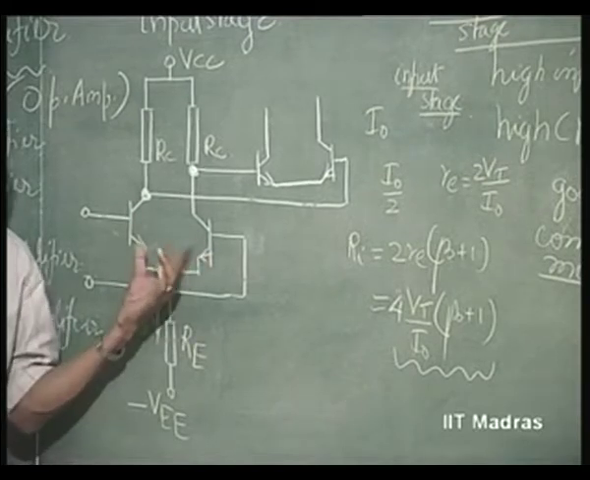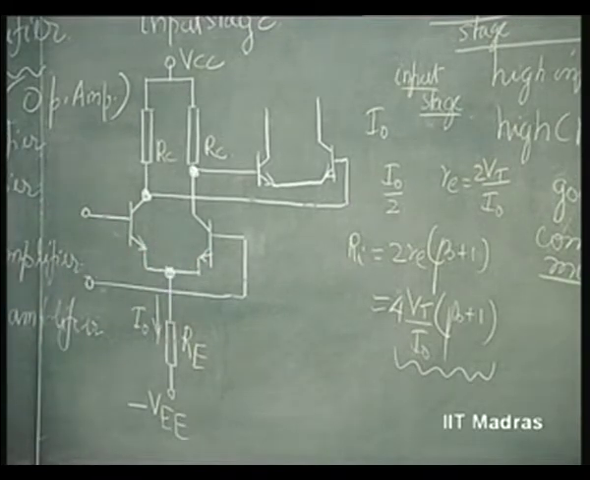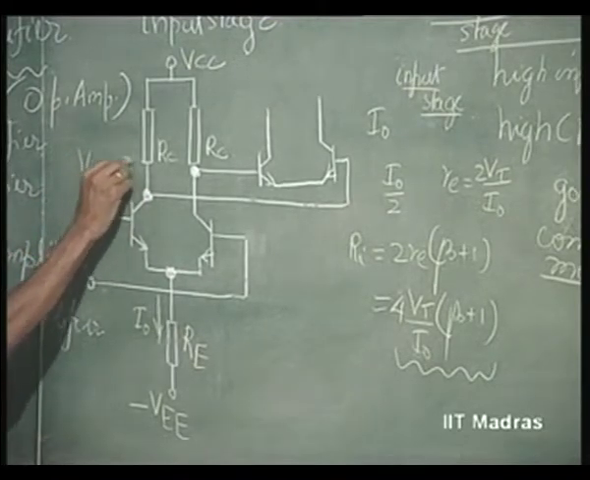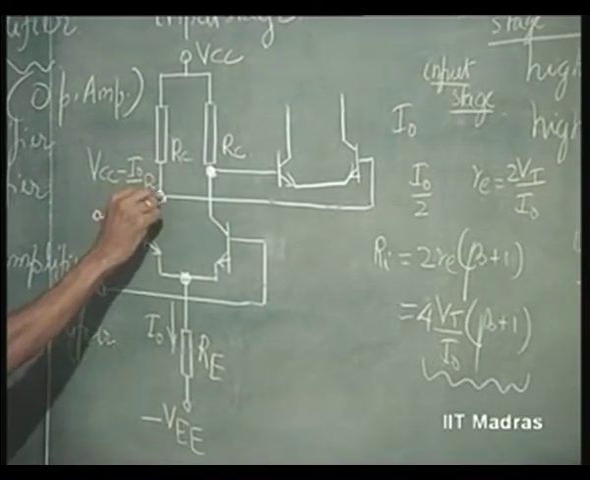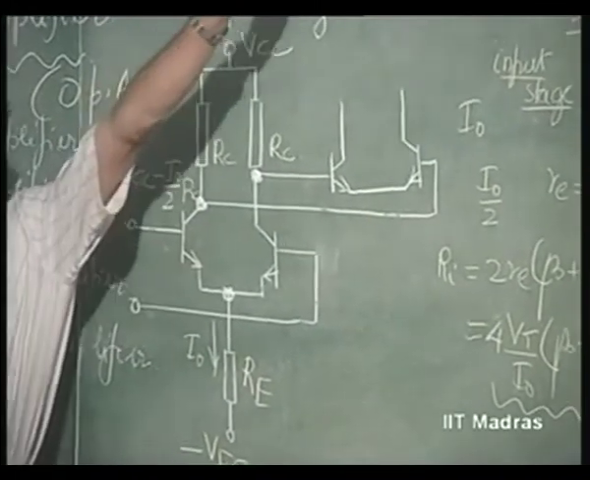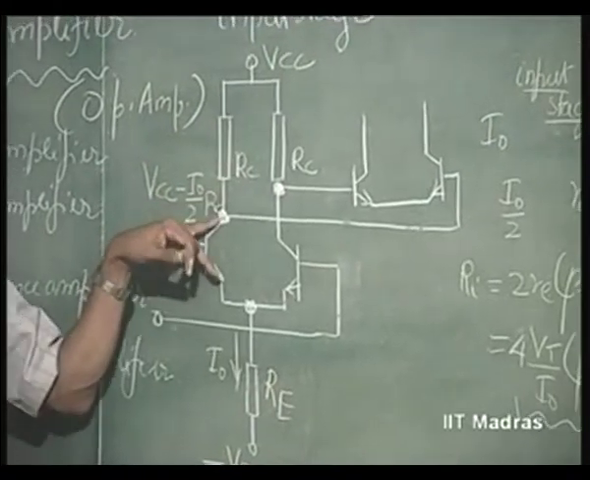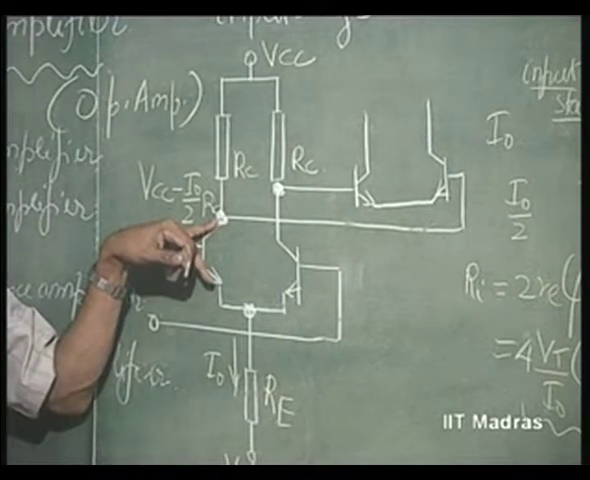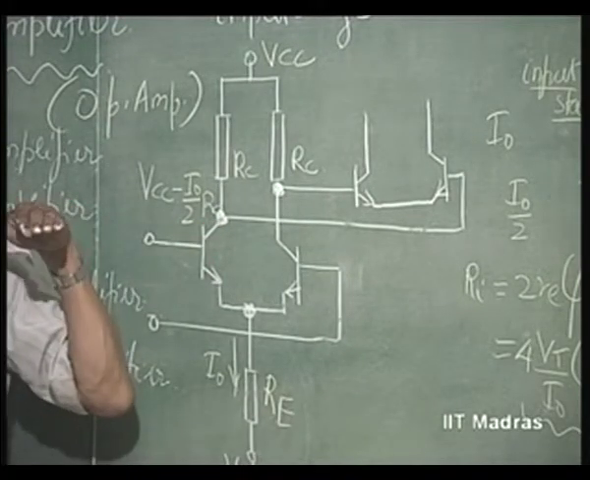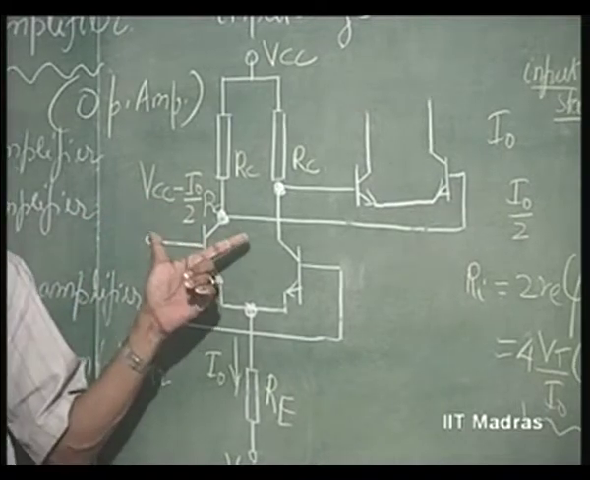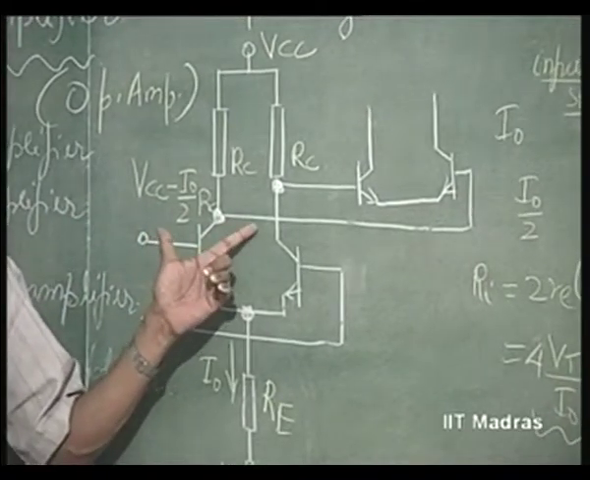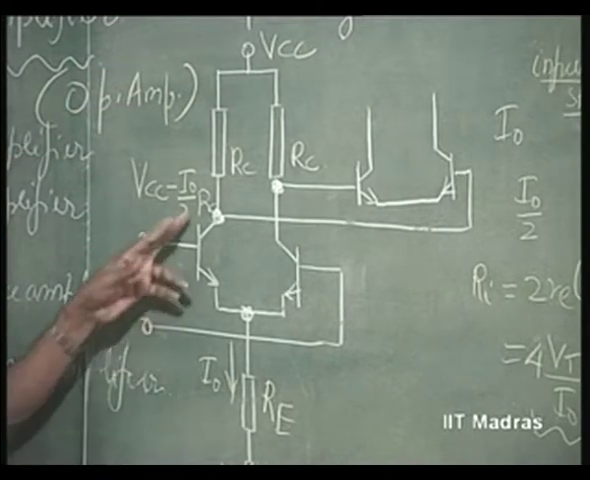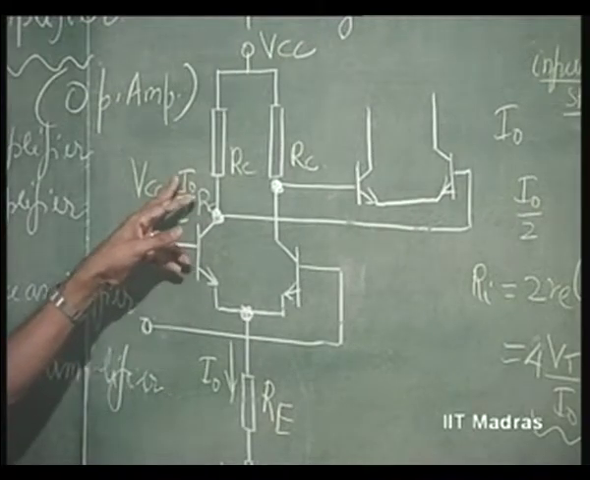You should therefore design this. In this case, for example, this voltage is going to be VCC minus I naught by 2 into RC. Assuming the output swing is going to be very large and the gain very high, this differential mode swing here is extremely small. So the voltage here remains unaltered at VCC minus I naught by 2 into RC. But if you want this voltage to be very nearly VCC, we should make RC into I naught very small.